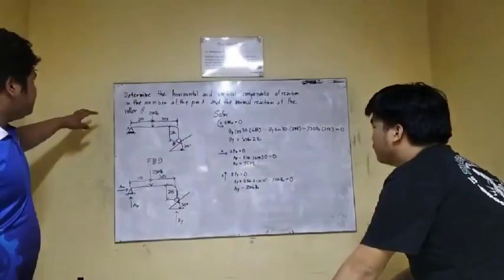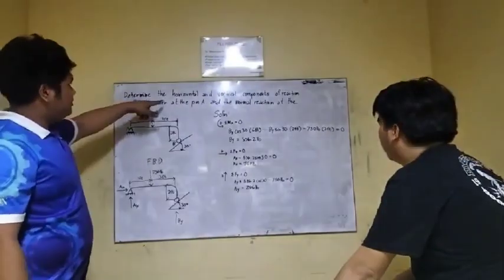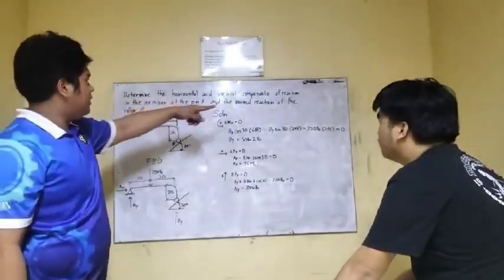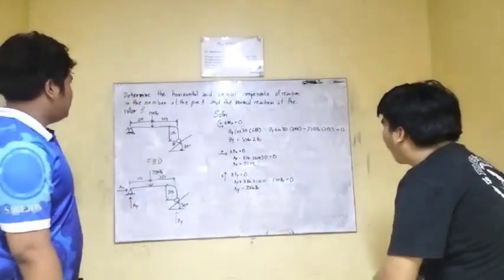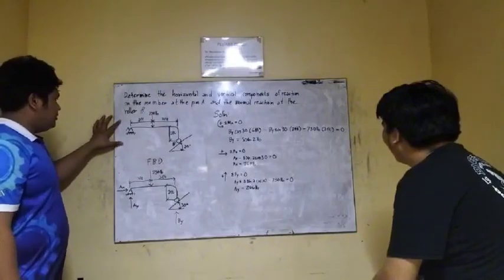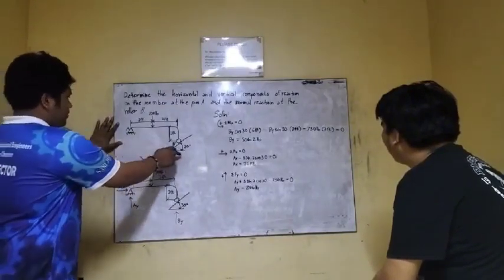So we're going to solve this problem where we determine the horizontal and vertical components of reaction in the member at point A and the normal reaction at the roller B. So here is our given. So we have point A and point B.